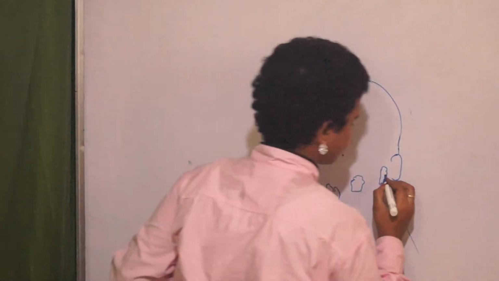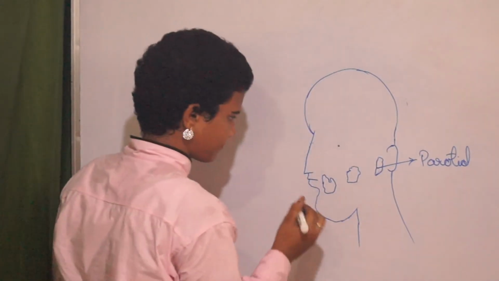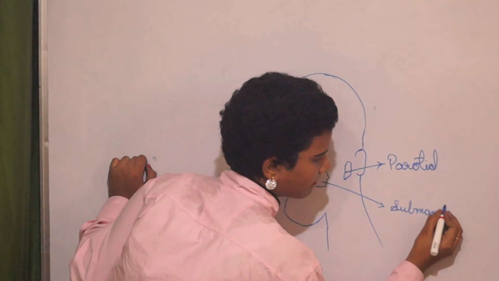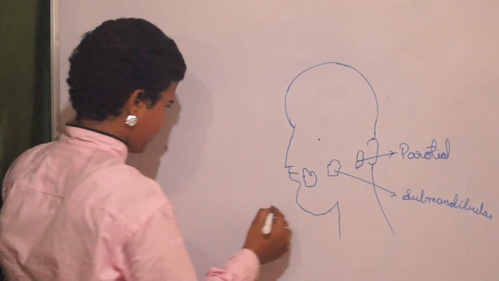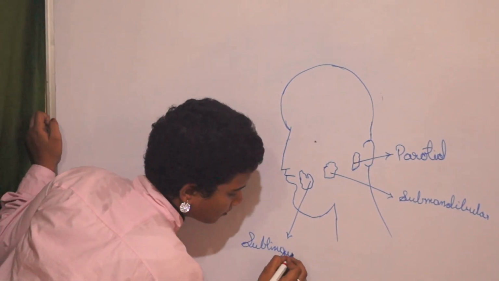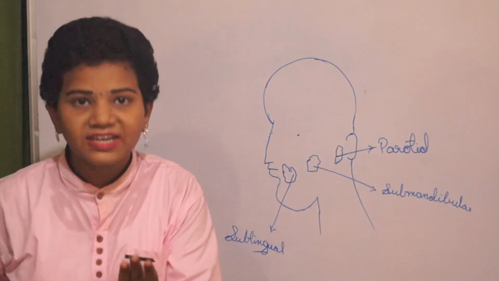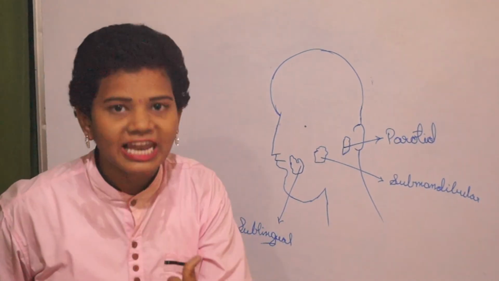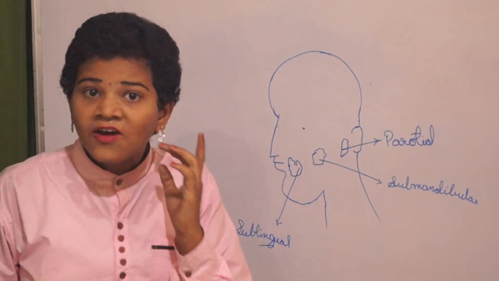Let us write those names. Parotid salivary gland, submandibular salivary gland, and sublingual salivary gland. There are three major salivary glands. Those are parotid salivary gland, submandibular salivary gland, and sublingual salivary gland. The parotid salivary gland is located near the interior of earlobe, somewhere here.